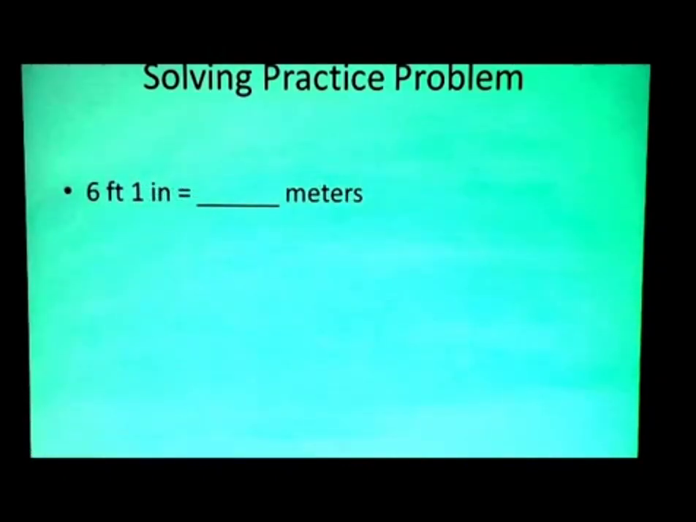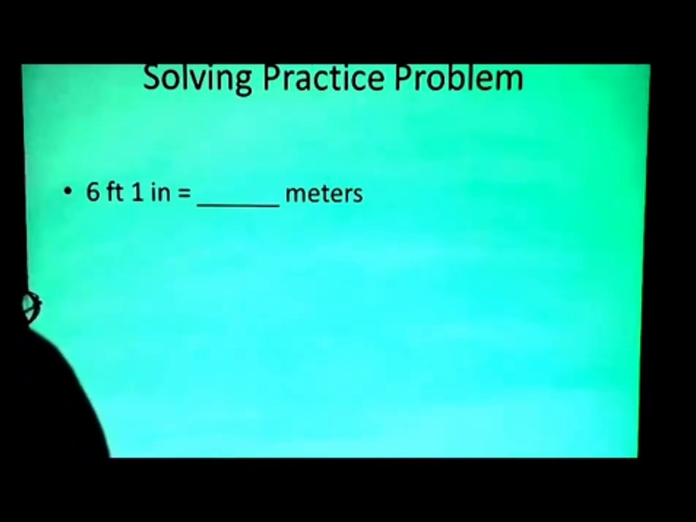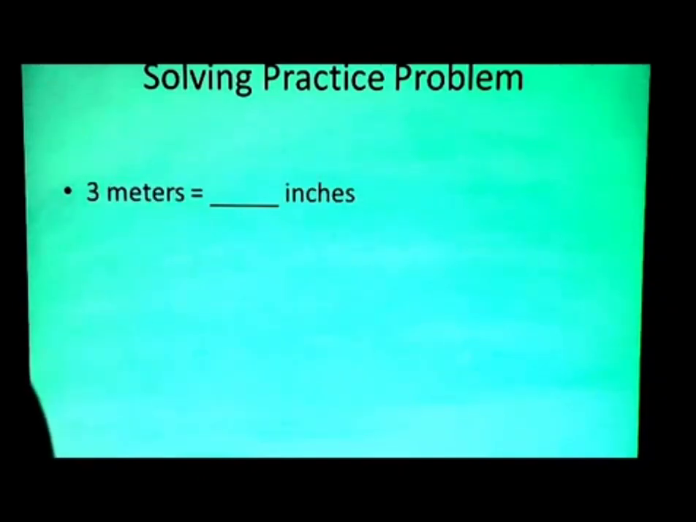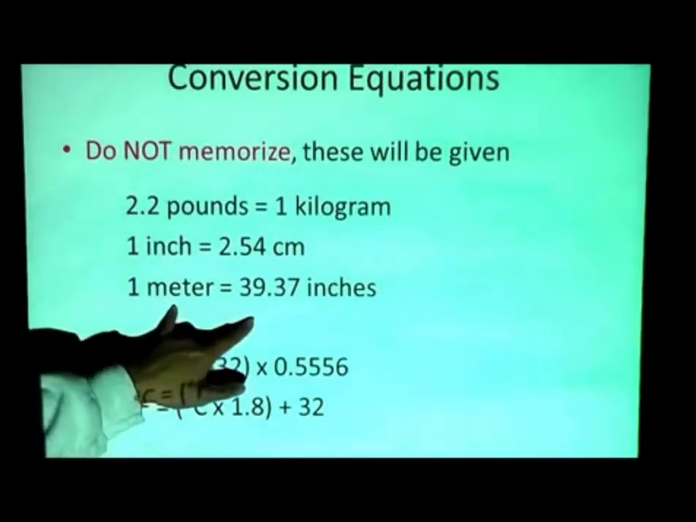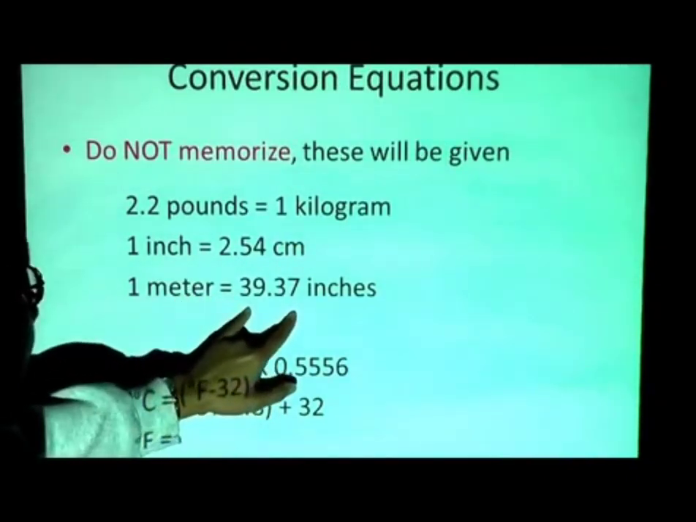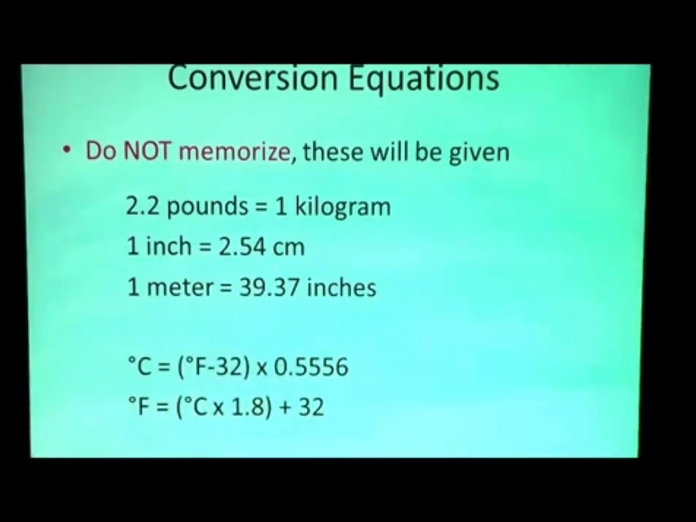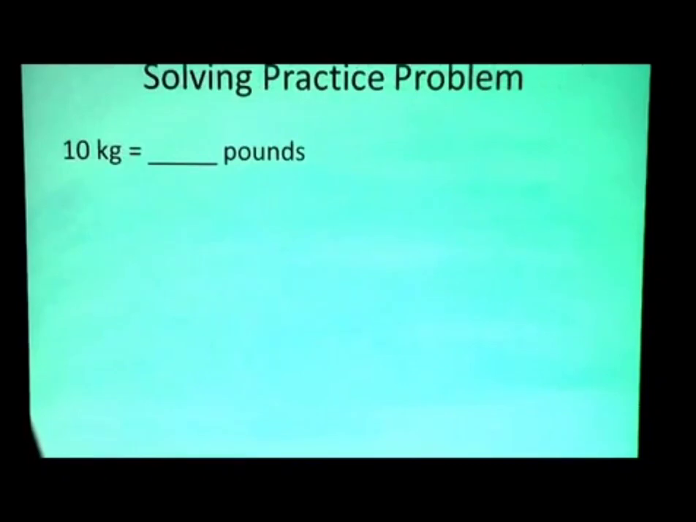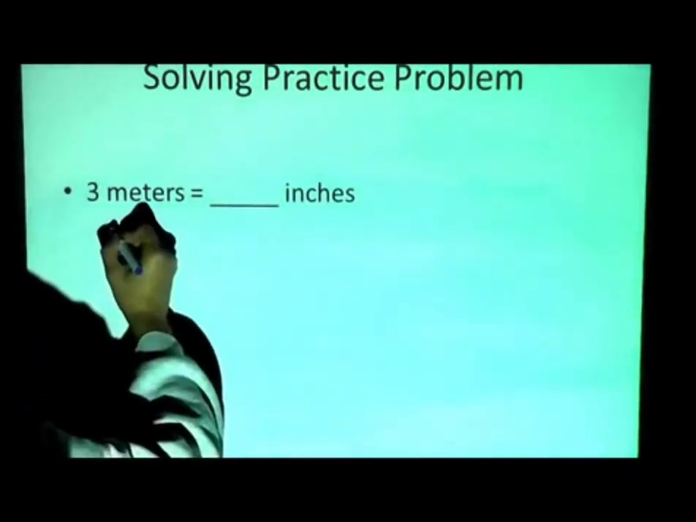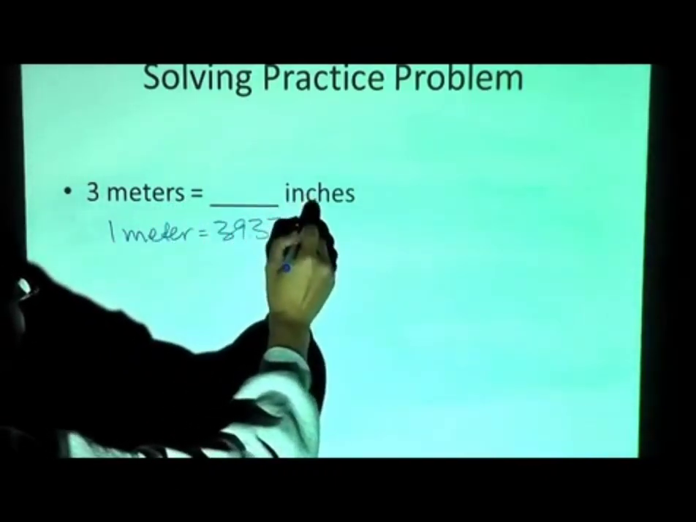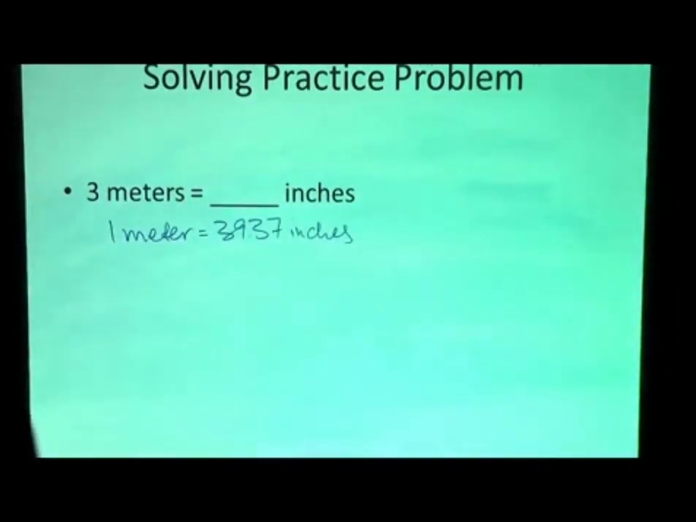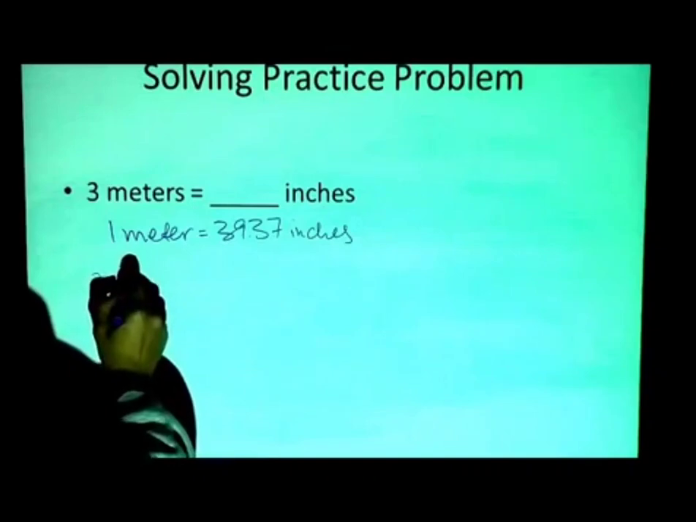And the last problem is this one. Now this is a little bit tricky, but actually before we move on, let's go back to the last problem. There's another way of solving this problem, and that is to use the other relationships. We're going to use this relationship. 1 meter is equal to 39.37 inches.